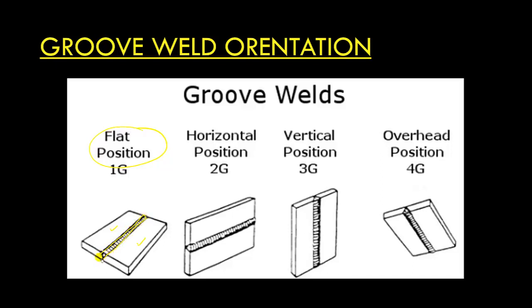And we can have a groove weld in horizontal position. In this case, material is filled in this region. So this is an example of horizontal. We can similarly have a vertical position of groove welding, or an overhead position of groove welding. Generally the overhead position is very difficult to handle and very difficult to weld.